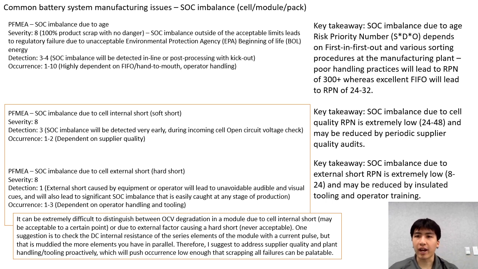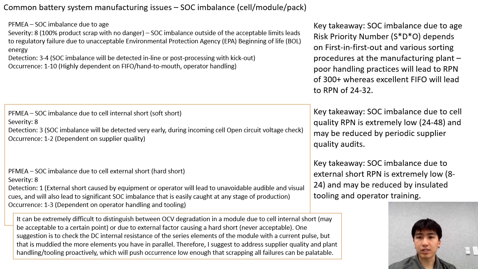So the key takeaway I have for this on the right is that for the SOC imbalance due to age, the risk priority number, RPN, which is the severity number times detection times occurrence, is heavily dependent on FIFO procedures and other various sorting procedures at the plant.